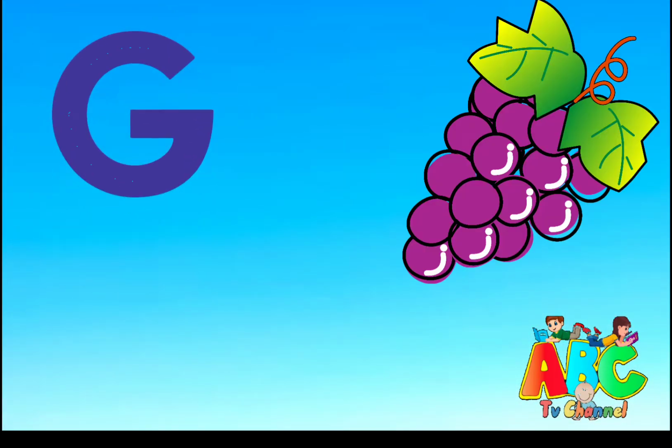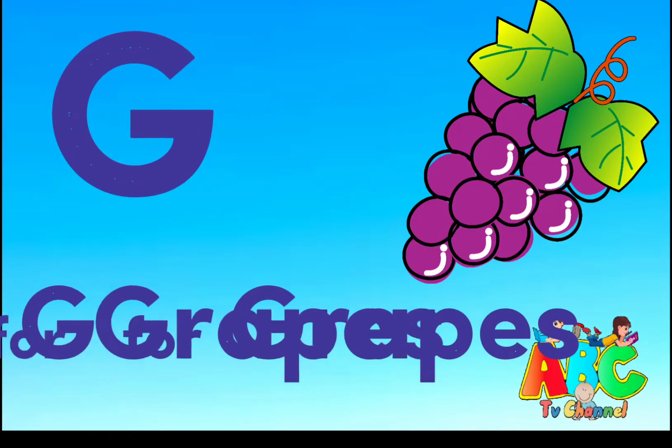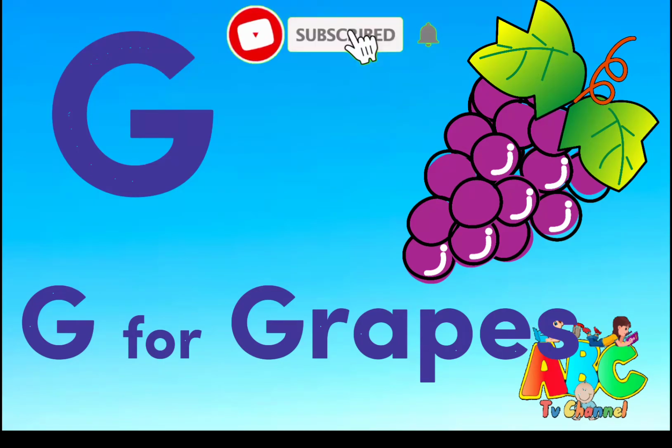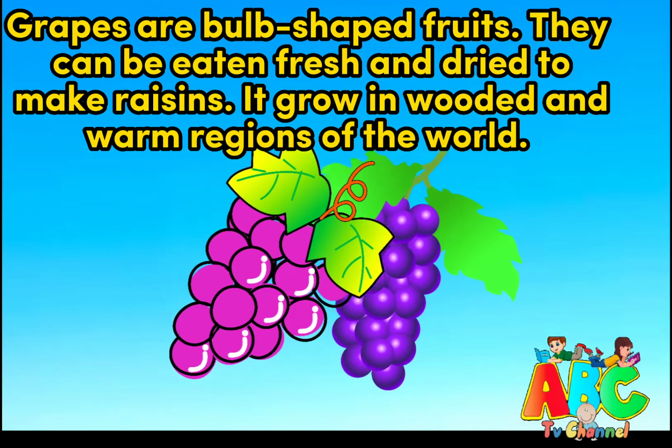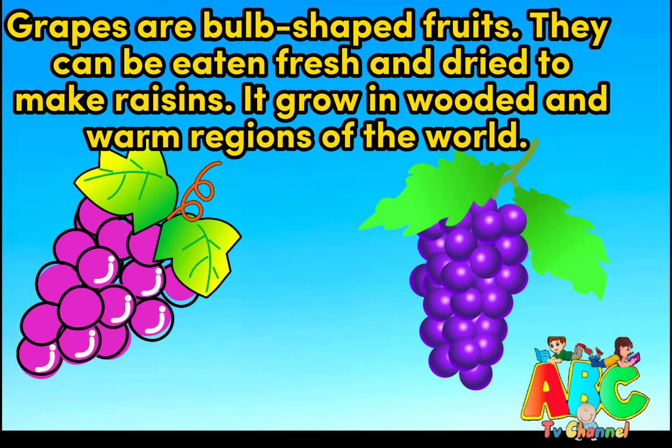G for grapes. Grapes are bulb-shaped fruits. They can be eaten fresh and dried to make raisins. It grows in wooded and warm regions of the world.